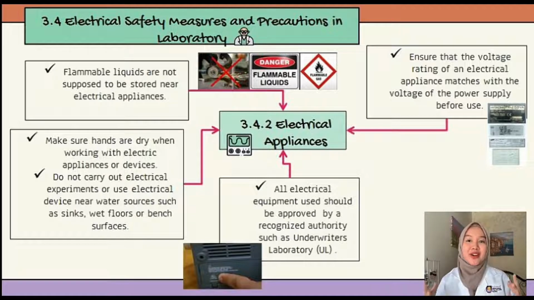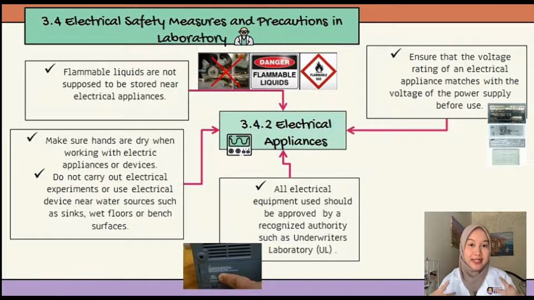Next, we will focus on the safety measures and precautions when using electrical appliances. The first one is to make sure our hands are dry when working with electrical equipment or devices. This is because wet skin has a lower resistance and it will allow higher and more dangerous amounts of current to pass through. Remember, do not carry out electrical experiments or use electrical devices near water sources such as sinks, wet floors, and also bench surfaces.